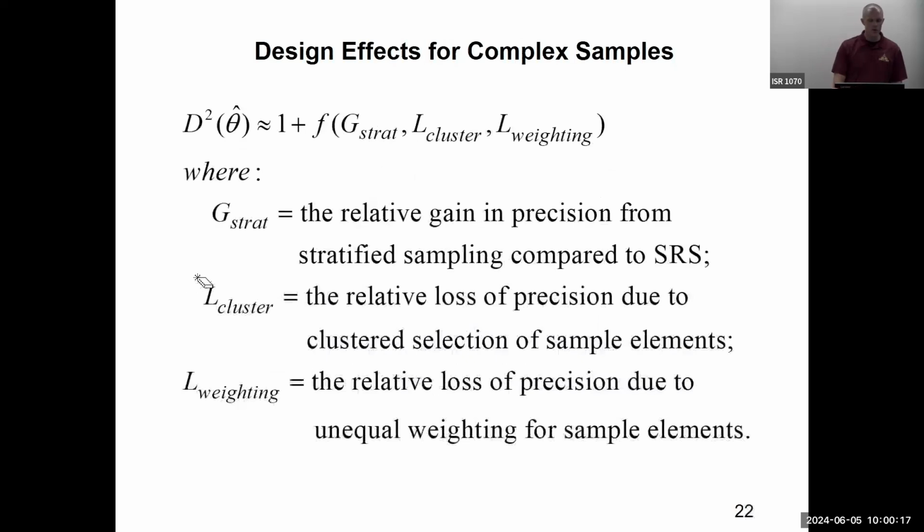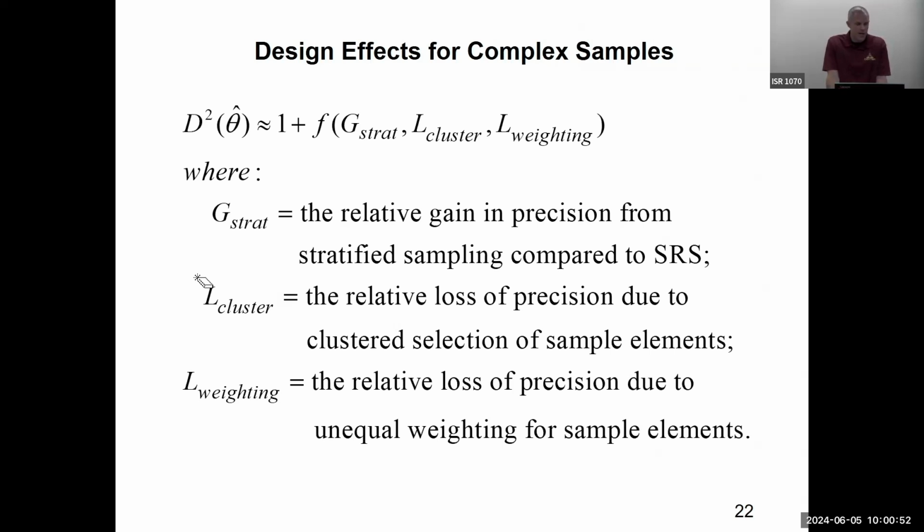Okay? Now, where these design effects come from, roughly speaking, they can be defined using this function that you see here. They're 1, so that ratio as a baseline is equal to 1, plus either gains, that's the G, or losses, that's the L, in precision due to these design features. Some function, people have tried to work out what that function looks like over the years, and there have been various attempts. But some function of stratification, cluster sampling, and the use of weights in estimation.